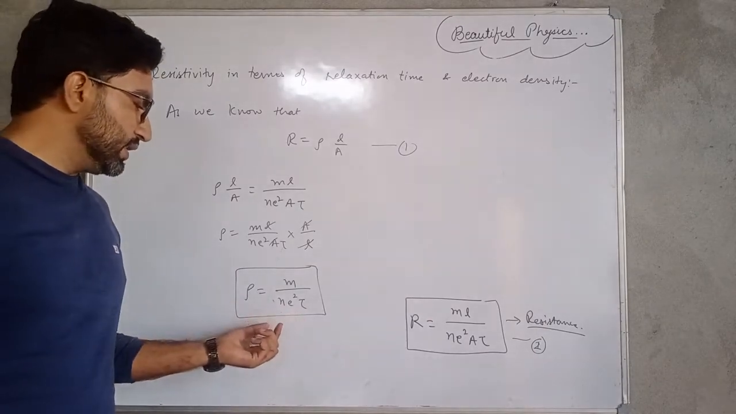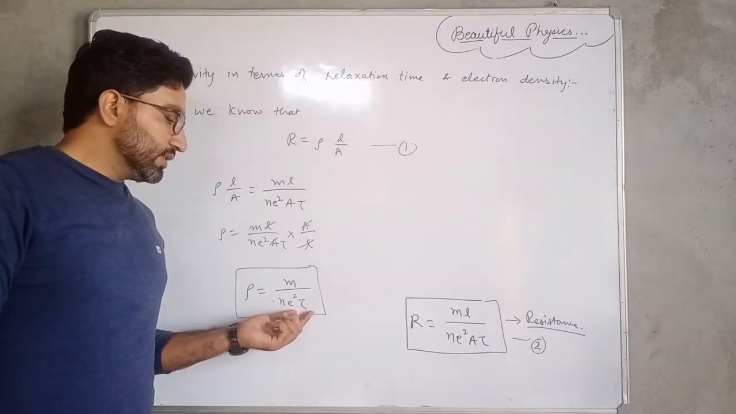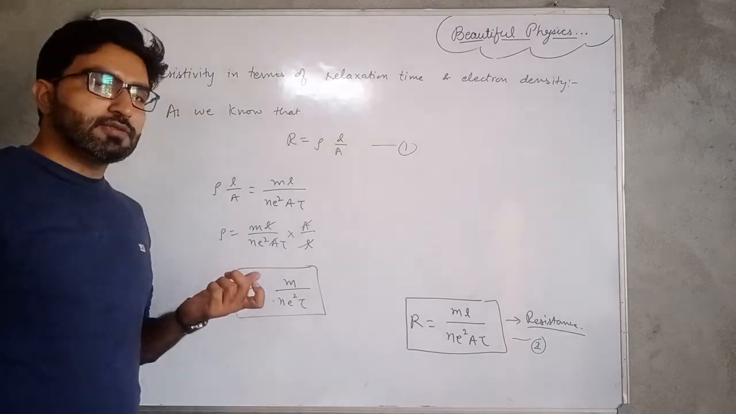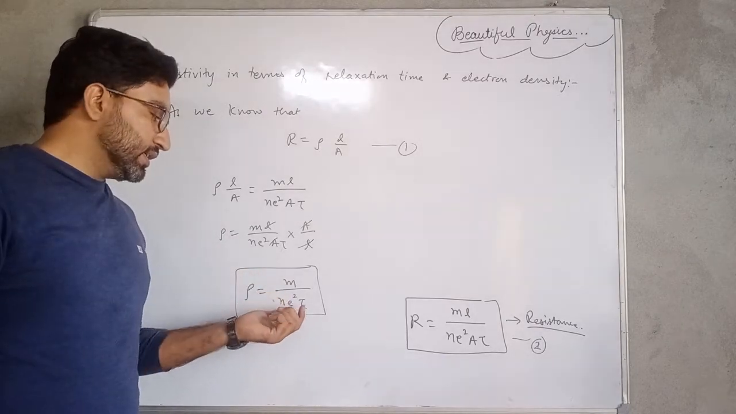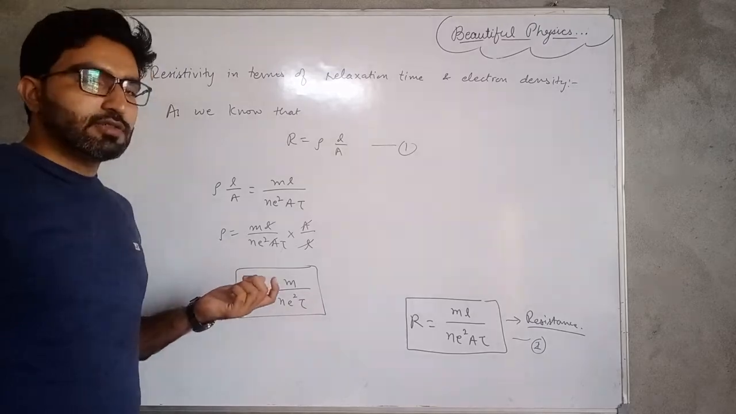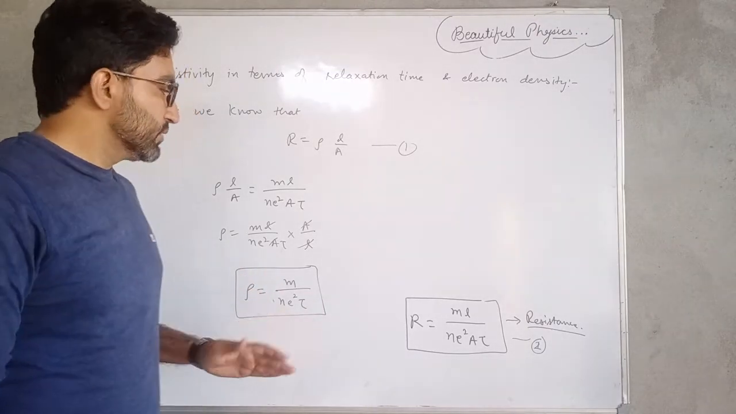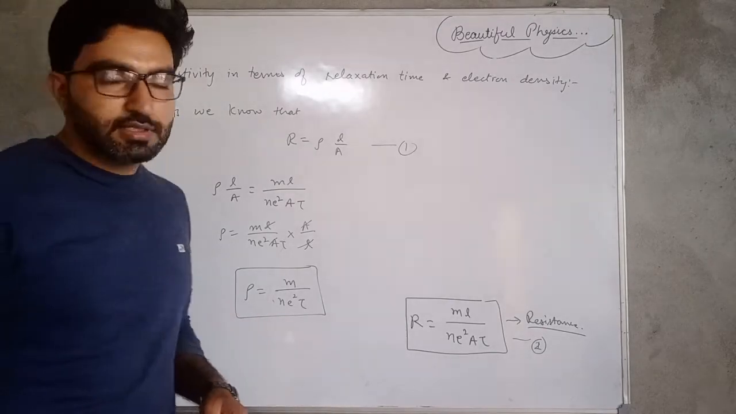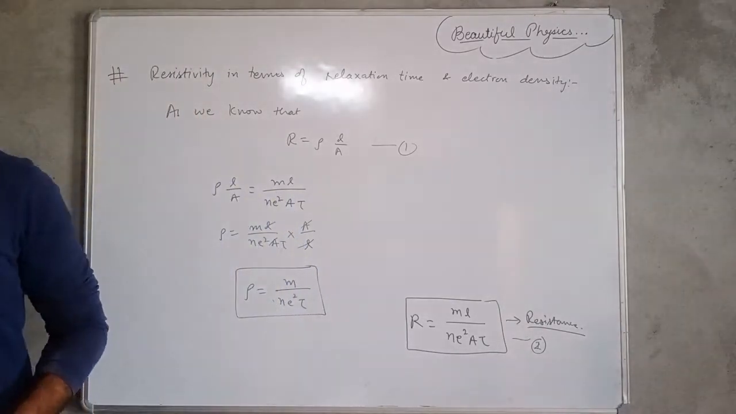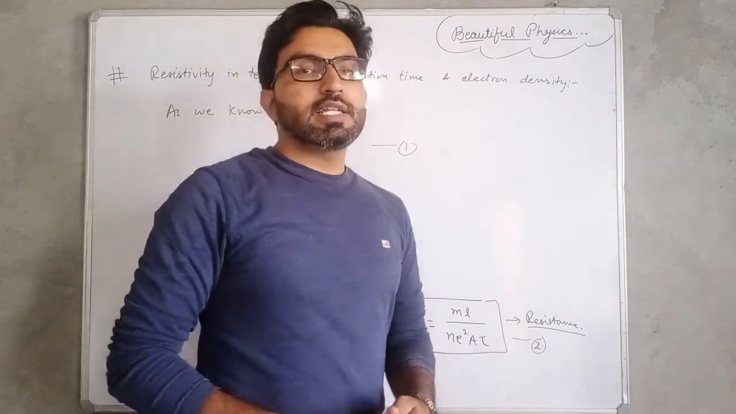And from this relation we can see that as we increase the relaxation time, the resistivity of the conductor will decrease, and when the relaxation time decreases, the resistivity of the conductor will increase. Okay, so this is the relation for the resistivity in terms of relaxation time and the electron density.